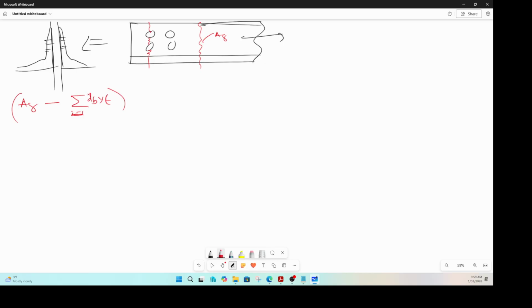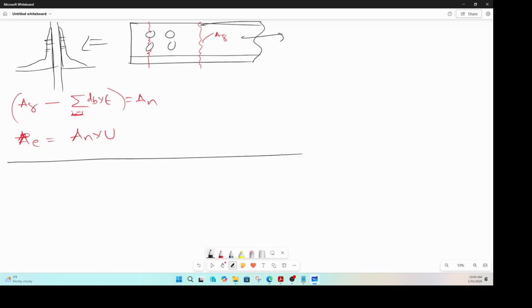Okay, so based on the bolt hole diameter, you find out your gross area, and you calculate your net area, right? To convert the net area to A_E, you take your A_net and multiply it with a U factor. Then calculate your yielding and rupture strengths and pick up the minimum value there.